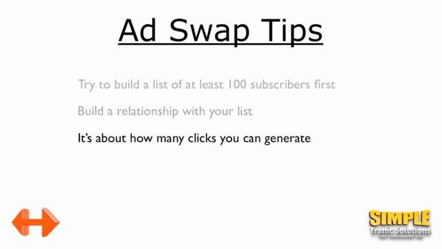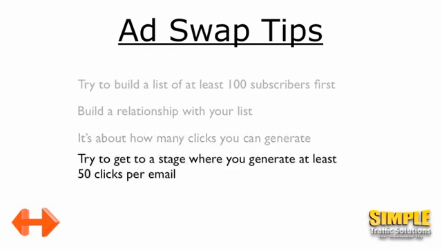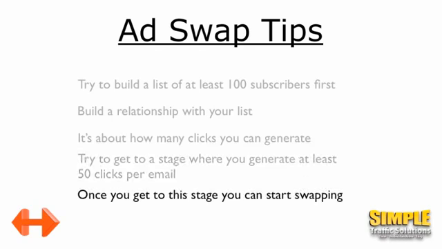Now remember, it's about how many clicks you can generate, not how many subscribers you have. So you want to get to a stage where when you mail out, you're getting at least 50 clicks per email. So when you can send an email and usually get around 50 clicks or more, that's when you are in a position to start swapping. So once you get to that stage, you can start swapping.